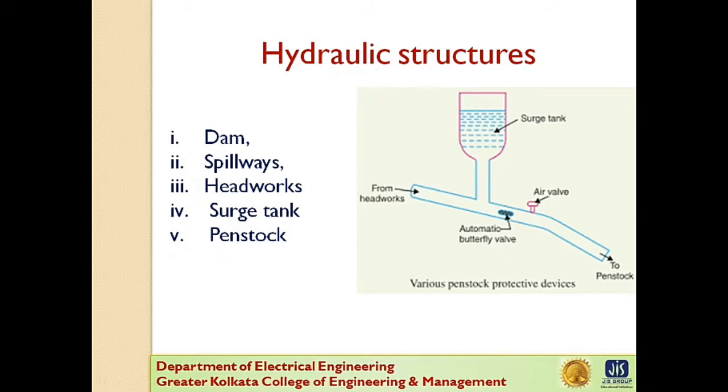When the water runs out of a penstock faster than it enters, a vacuum is created which may cause the penstock to collapse. Under such situation, air valves open and admit air into the penstock to maintain the inside pressure equal to the outside air pressure. So these are the hydraulic structures: dam, spillways, headworks, surge tank and penstock.